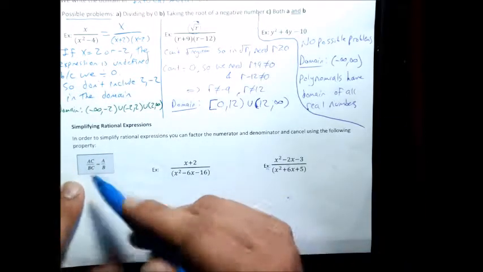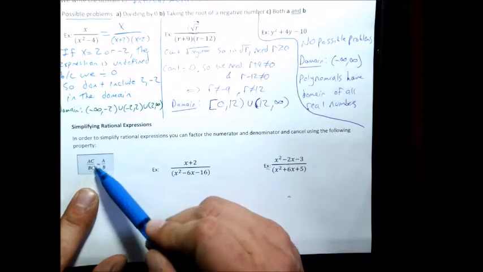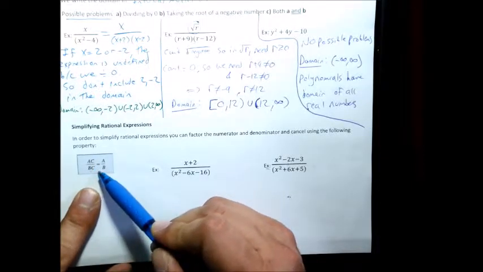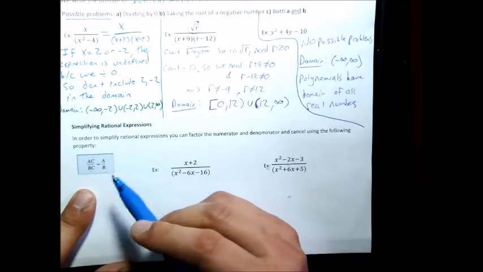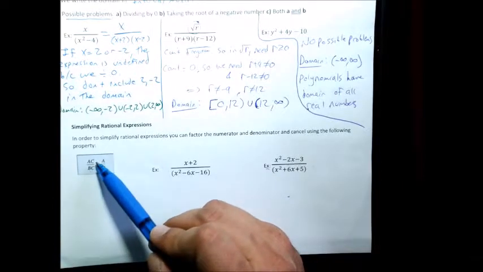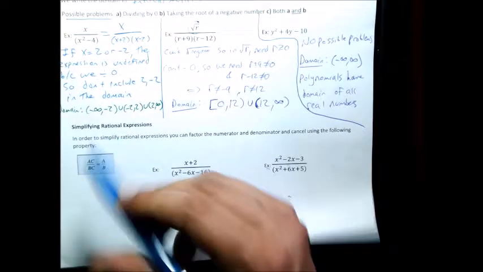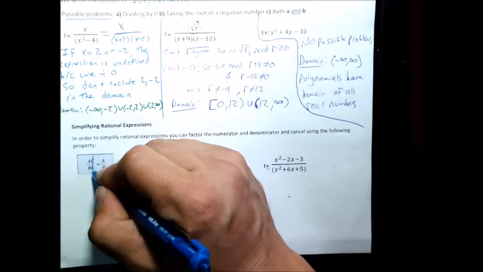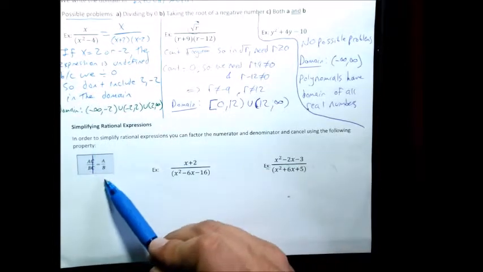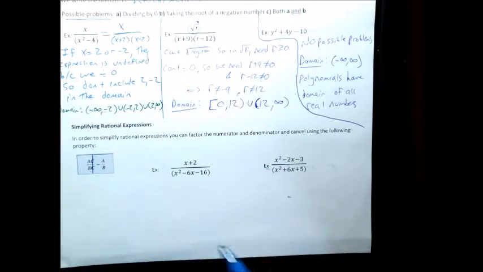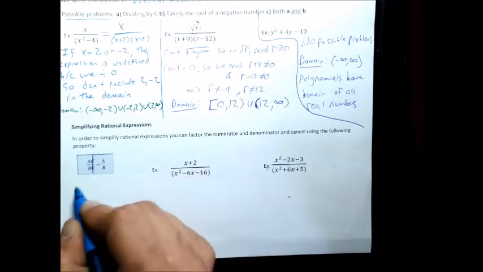This is saying when we have things that are already being multiplied together, we can cancel out things from the numerator and the denominator, right? So if we have a times c divided by b times c, we can cancel out the c's and be left with a and b, right? Let me just clarify this though.